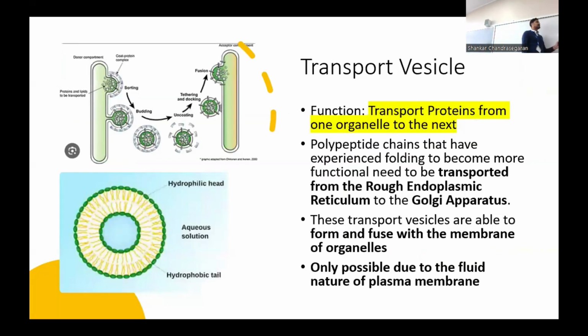So next is your transport vesicle. From your rough endoplasmic reticulum, it needs to get to the Golgi apparatus. For it to be able to transport itself in the cytoplasm, it will be covered in a transport vesicle. A transport vesicle is actually made up of the same thing that your plasma membrane is made of. It's almost like it peels off the plasma membrane and forms a circle around itself. So let me try to zoom in and show you how that looks.